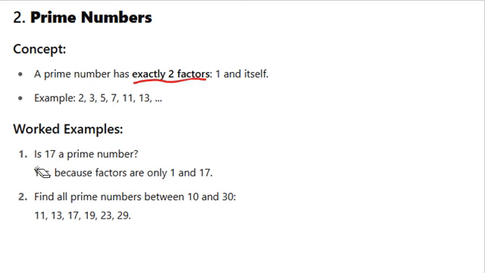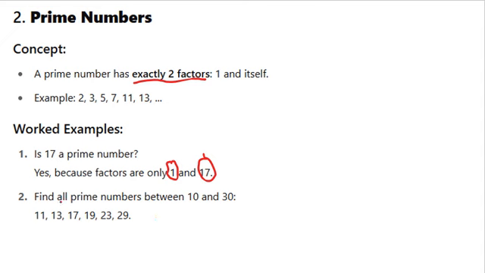The first example is: is 17 a prime number? You can first check whether there is any number below 17 that can divide 17 completely. If you keep on checking 2, 3, 4, 5, 6, 7, 8, all those numbers, you'll find that there's no number that can divide 17 and give you a whole number. So that means 17 is a prime number because it only has 1 and 17 as factors.